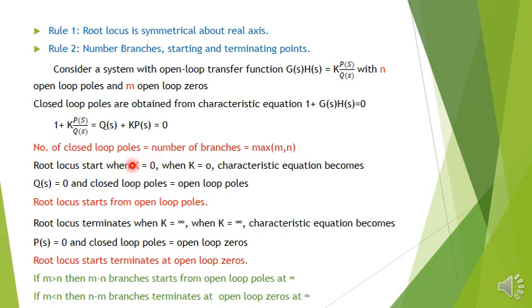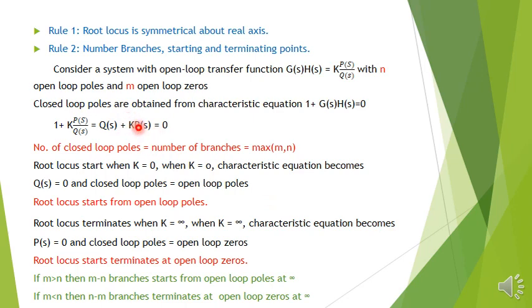So when k equal to 0, root locus starts. That means branches start from open loop poles. Root locus terminating point is when k is equal to infinity. Because by that definition, when k is equal to infinity, what happens to this characteristic equation? K is infinity means 1 by 0.